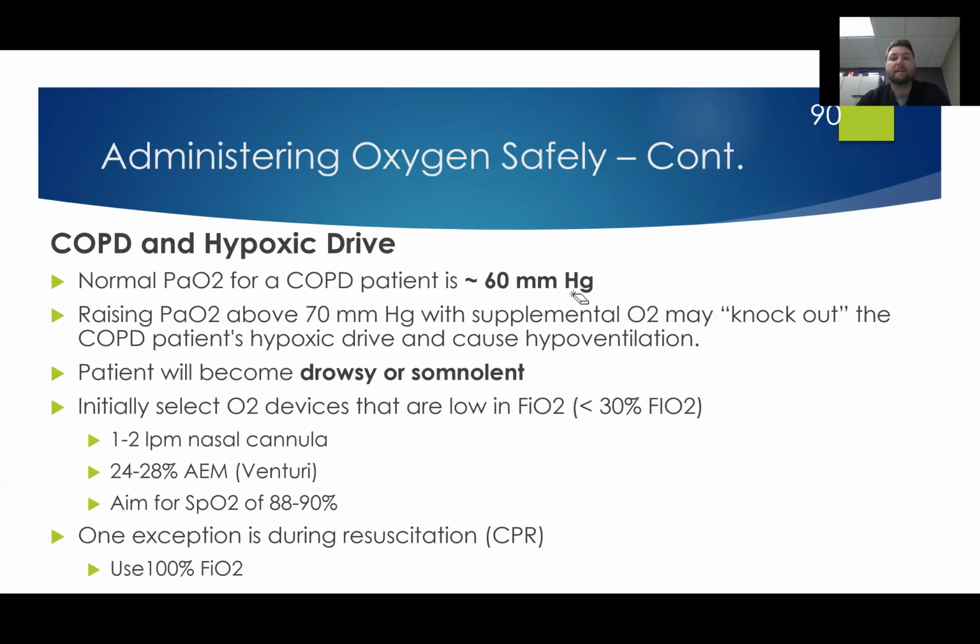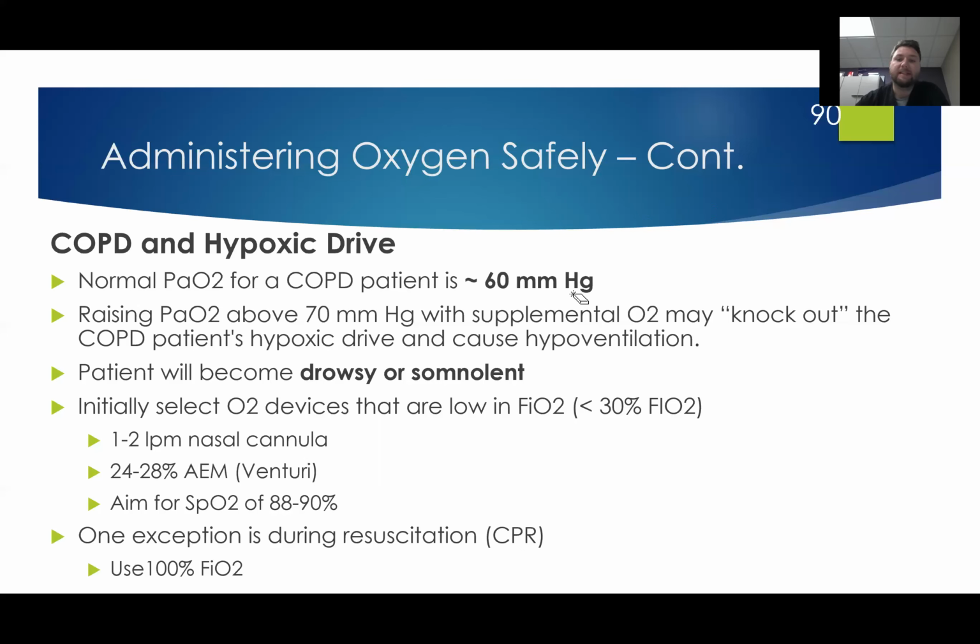If we start giving them supplemental oxygen and we get their PaO2 to a normal person's PaO2, the chemoreceptors tell their brain to stop breathing because they have enough oxygen. And so these patients will become drowsy and somnolent and start hypoventilating, breathing really shallow, breathing really slow. So with these patients, it's really important to keep their oxygen in that 60 PaO2 range, so around 60, okay? We don't want to go higher than that.